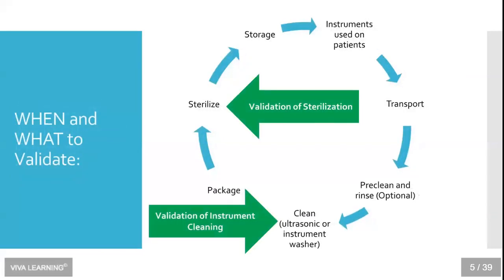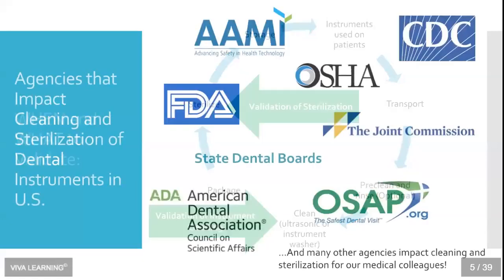Now, there are two areas within the instrument processing pathway that can be validated. First, we can look at our instrument cleaning process in automated equipment for instrument cleaning, such as the ultrasonic or the instrument washer, and we can validate that, and that means are our instruments indeed becoming clean. And then we can also validate sterilization and assure ourselves that instruments are indeed sterile and ready for safe patient care. And we're going to talk about validation in both of these areas.